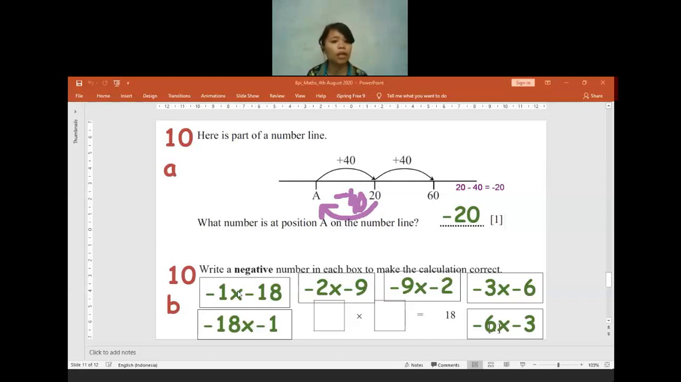So is there anyone having any difficulties at question 10 before I move to question 11? Is there anyone who is confused? Hello? No? No confusion? Okay. If you have no confusion, let us move to question 11, the last question.